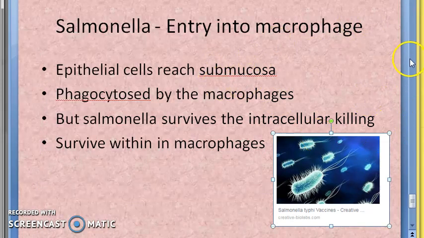They enter the blood, they cause bacteremia, transient primary bacteremia. Then they disseminate through the reticuloendothelial tissue, that is the liver, spleen, lymph nodes, bone marrow, and they even reach other organs, gallbladder, kidney, lungs, etc. Okay. Secondary bacteremia occurs from the seeded organs. Okay. From these organs again it goes back to the blood and causes secondary bacteremia.